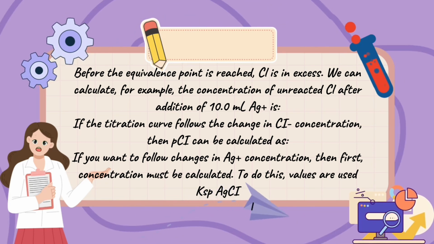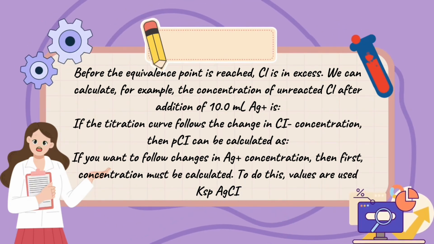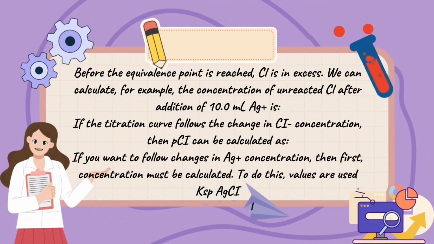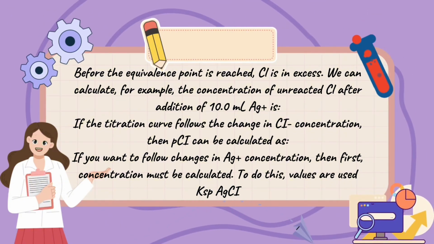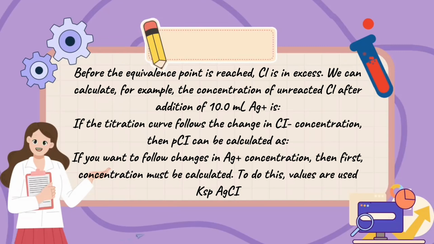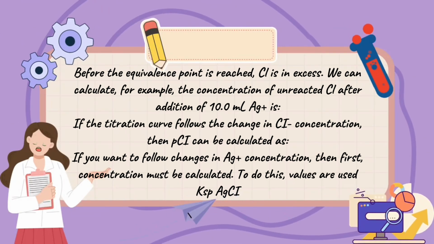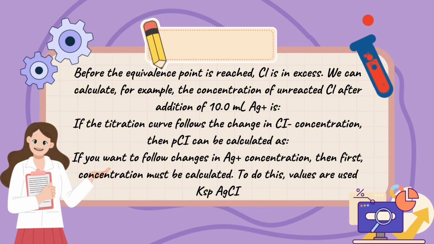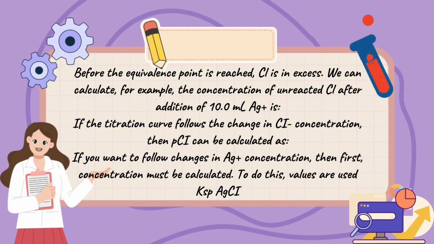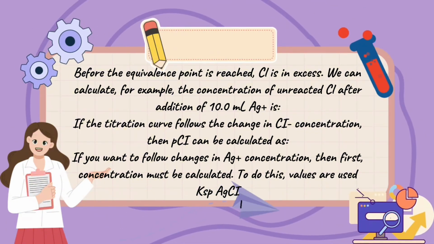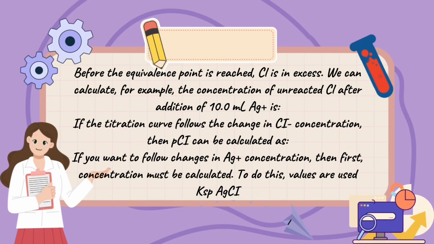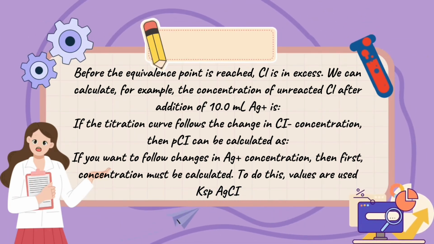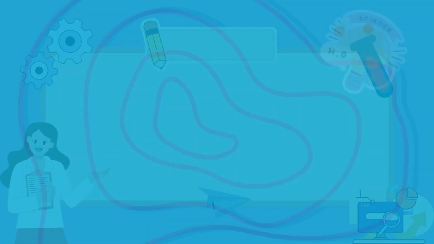Before the equivalence point is reached, Cl- is in excess. We can calculate, for example, the concentration of unreacted Cl- after the addition of 10.0 milliliters of Ag+. If the titration curve follows the change in Cl- concentration, then pCl can be calculated. If you want to follow changes in Ag+ concentration, then the concentration must first be calculated. To do this, the Ksp value of AgCl is used.